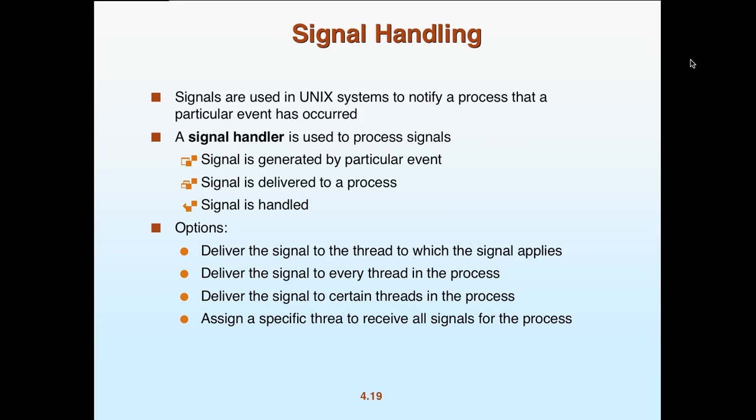Signals are used in Unix systems to notify a process that a particular event has occurred. In the fork call, it actually invokes a handler. So when you do a fork and the parent process waits, there's a signal handler in the wait method, and it's waiting for the termination of the child process, which is going to generate an exit signal. And it gets sent back to the parent.